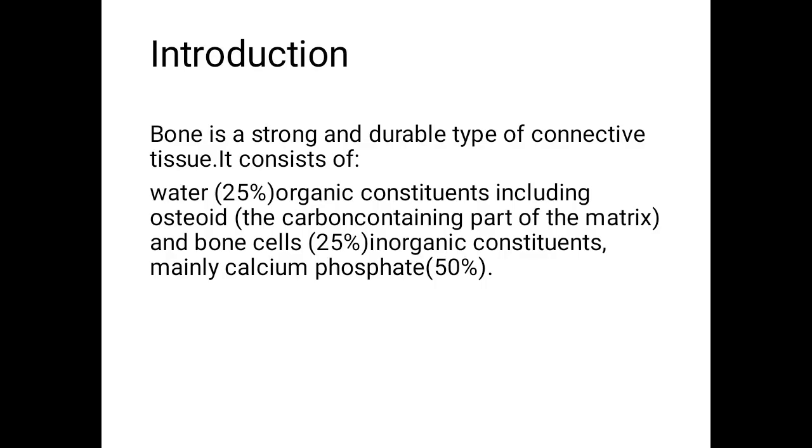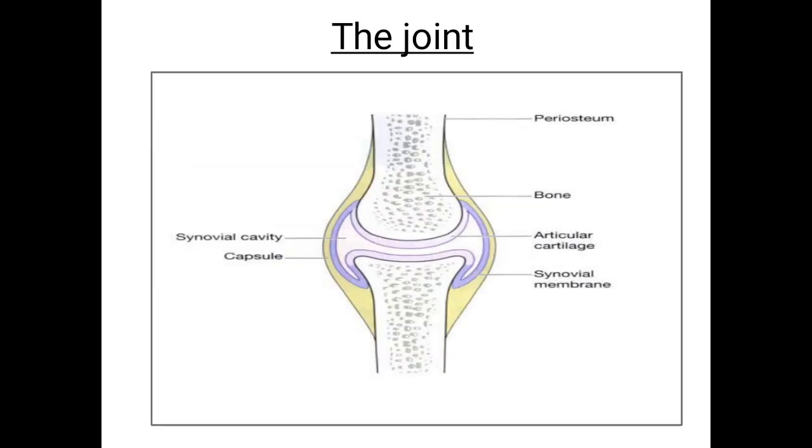Okay, so a bone is a strong and durable type of connective tissue. It consists of water, 25% of organic constituents, which include osteoids, okay, so the carbon-containing part of the matrix, and the bone cells, 25% of inorganic constituents, mainly calcium phosphate, which is about 50%.